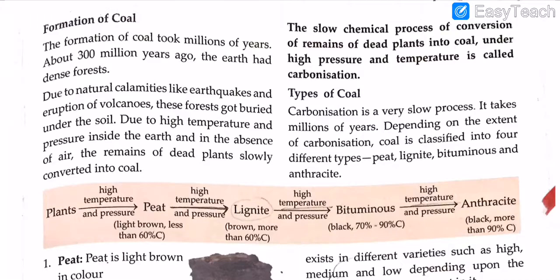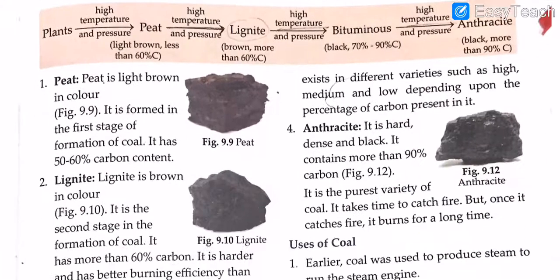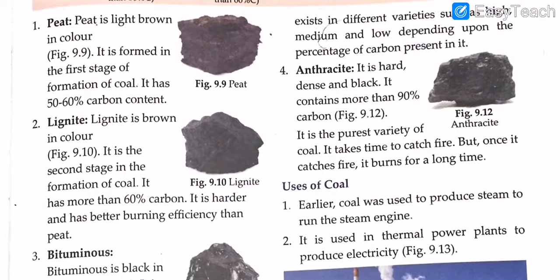So the first stage that comes along is called peat. Peat is a light brown substance, formed in the first stage of coal, and it has 50 to 60% of carbon content. So first thing, it is light brown in color, and it's the first stage of coal, and it has about 50 to 60% of carbon content, and the rest of them are impurities.